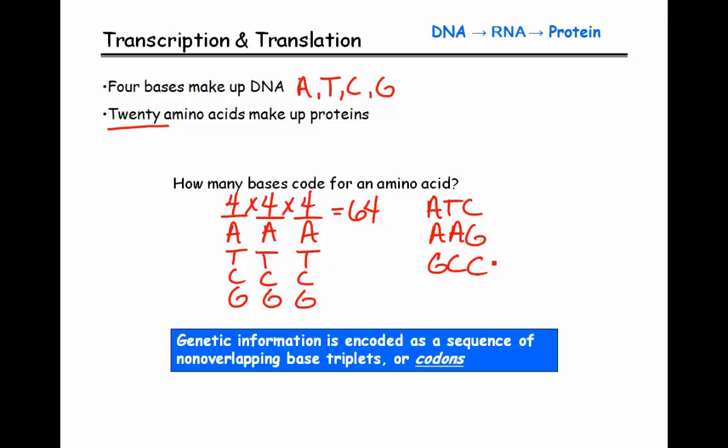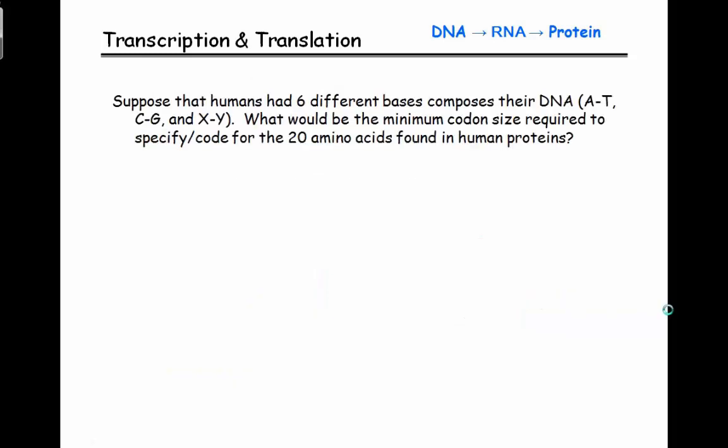So the way that all of this is going to work inside the cell is that the genetic information, the information in the DNA, is encoded as a sequence of non-overlapping base triplets, or what we typically call codons. So a codon is going to be 3 nucleotides. Okay, so we're going to read 3 nucleotides at a time, and that is going to be equal to 1 codon. Now, if we look at the math in this and make sure that we understand the math.